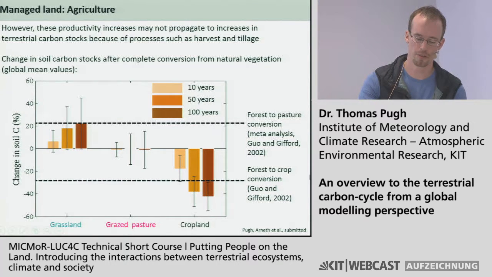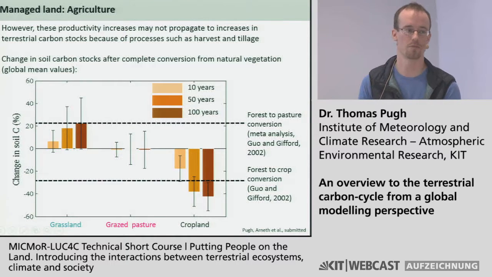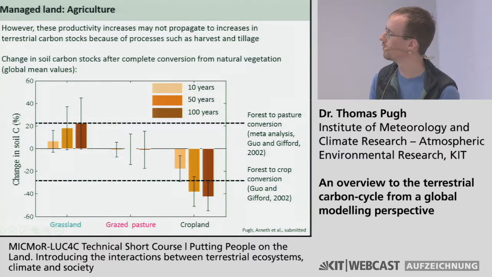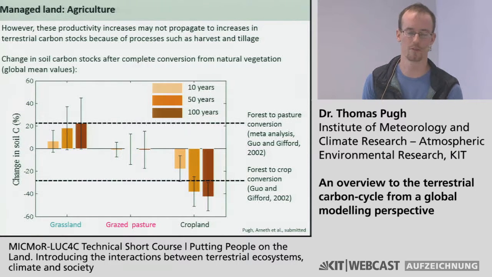And then if we move to cropland, you see a very strong loss in soil carbon. And this is partially due to the harvest, which takes out a lot of carbon from the system, partially due to processes such as tillage, which increase the respiration rates of the soil carbon. And these model results, just to show, are broadly consistent with meta-analyses of forest to crop and forest to pasture conversions that we see from observations.